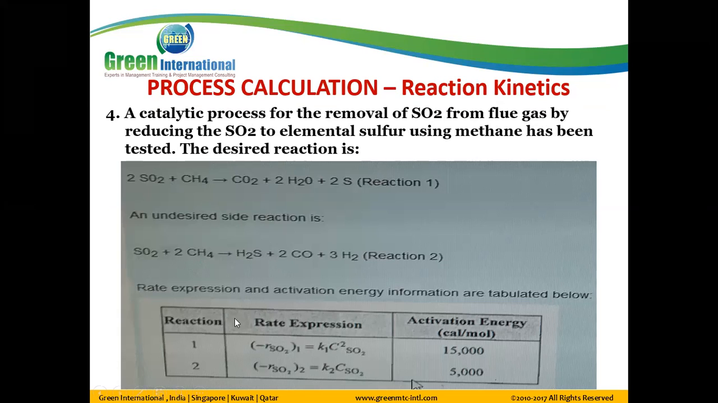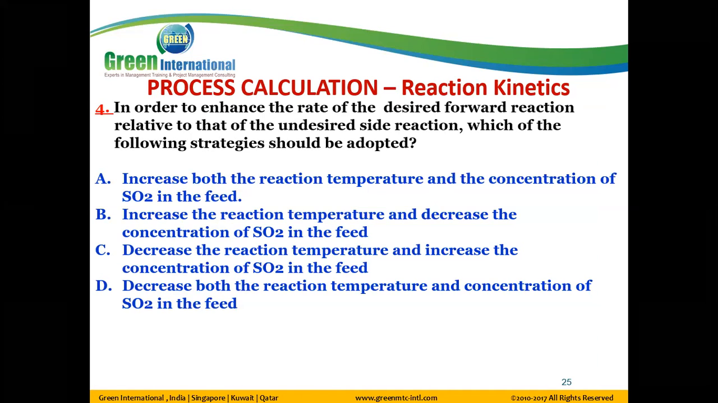If we increase the concentration, it will contribute to both the first reaction and the undesired reaction also. So first you have to increase the temperature, that is the first strategy, and also decrease the concentration. That will give more favor to the forward reaction. So the right answer is B for this question.